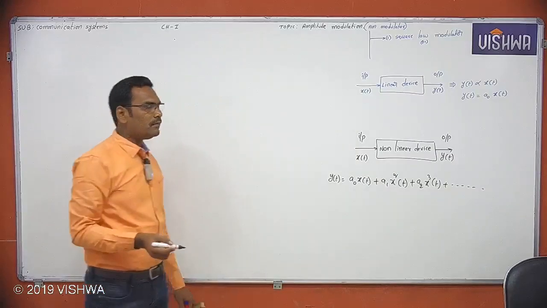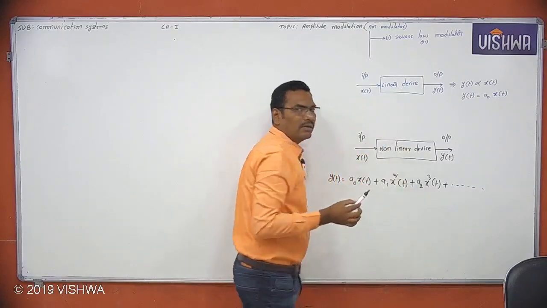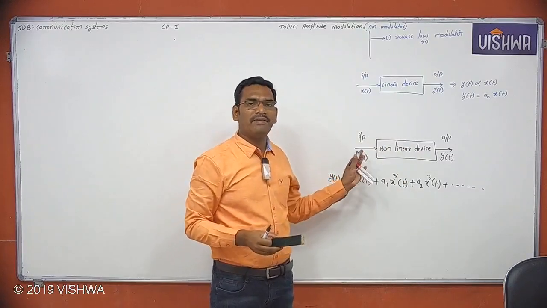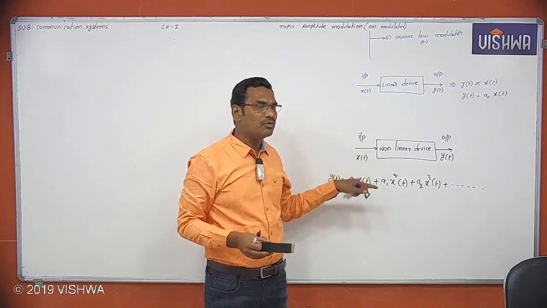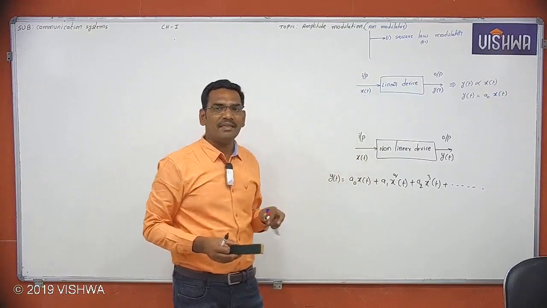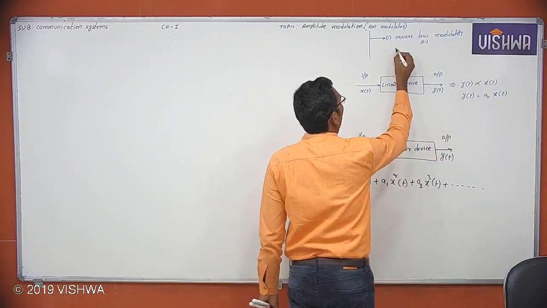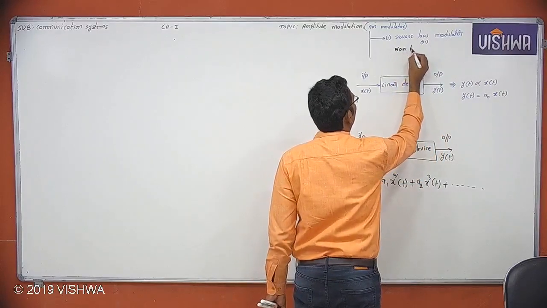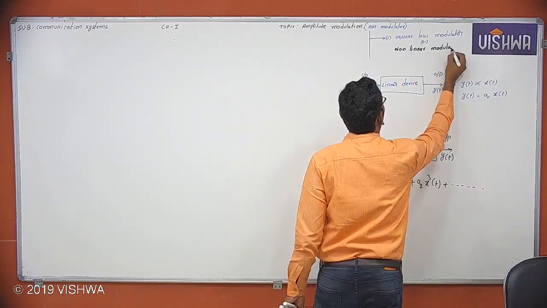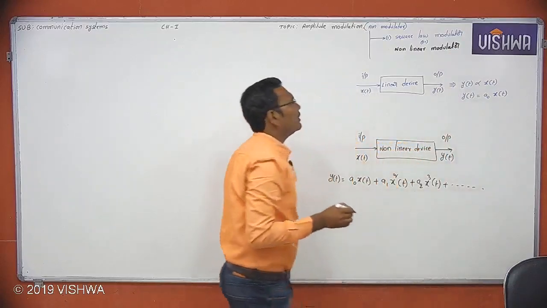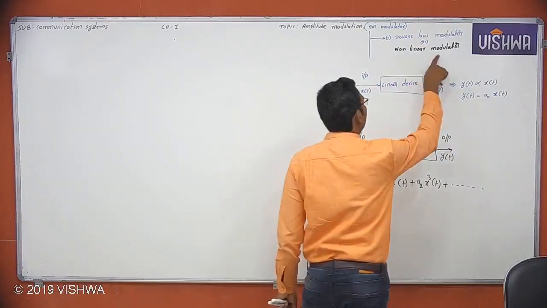Now here the point is, this is the linear device and this is the non-linear device. Such non-linear devices, diodes or transistors, are used to generate an AM signal. This square law modulator is also called a non-linear modulator.